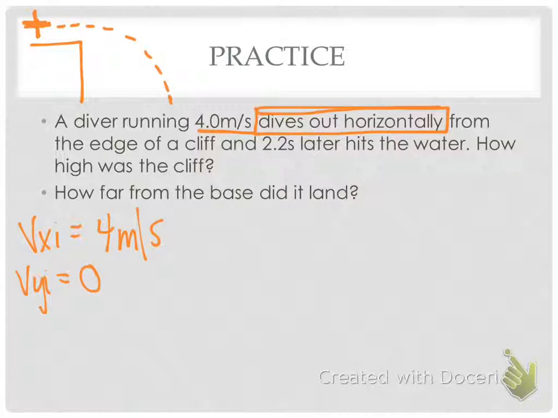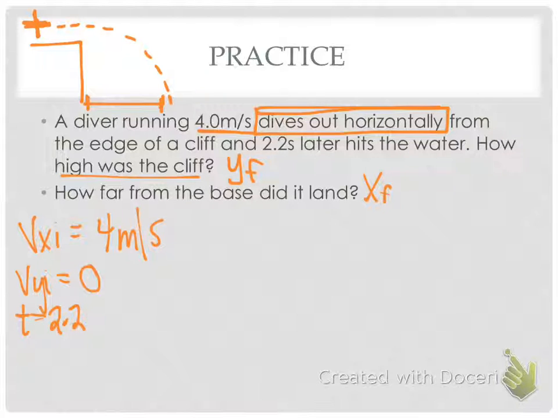Okay, it dives out horizontally. We also know time is 2.2. We're solving for how high was the cliff, so what variable does that tell us we have to solve for? Y final. Okay, we want to find out how far below where we started, and then how far from the base of the cliff does it land? That's this distance right here. Good, so x final. We can solve for these in either order because they're not dependent upon one another. It doesn't matter which you solve first.